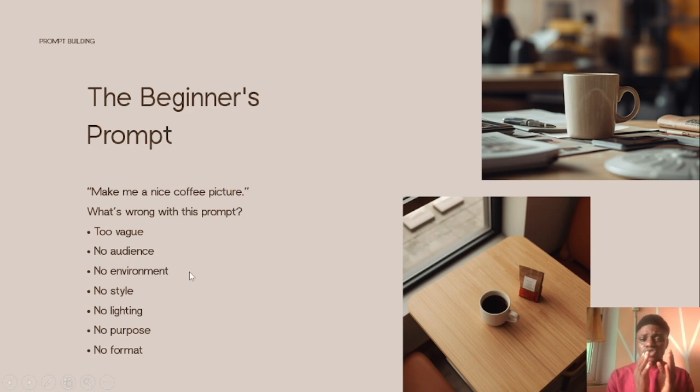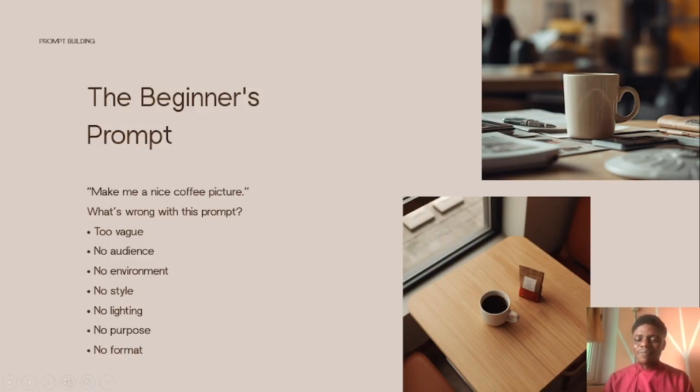Now let's look at what is wrong with this prompt that says make me a nice coffee. What is actually wrong with this prompt? Number one is it sounds too vague. It covers a lot of things. It's not really specific on whether the lighting should be this way, whether the style should be this way. It's just too broad, right? So you are giving AI a lot of room to be creative, but that creativity may not translate to what you have in mind. So the problem with this particular prompt is it is too vague, it's not specific. And secondly, number two, no audience. Who is going to see this image? That's the audience, right? Number three is no environment.